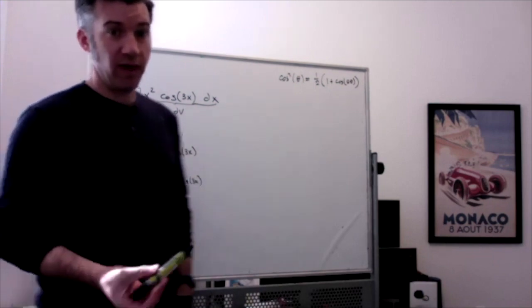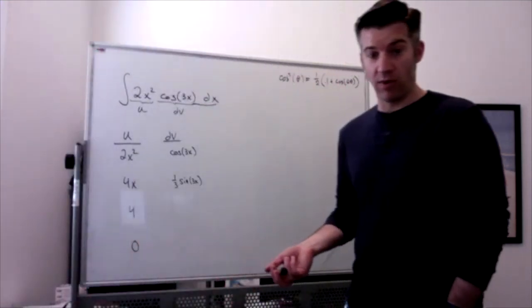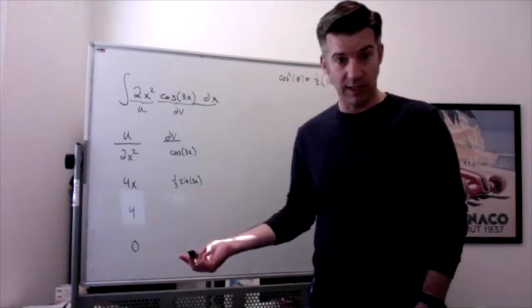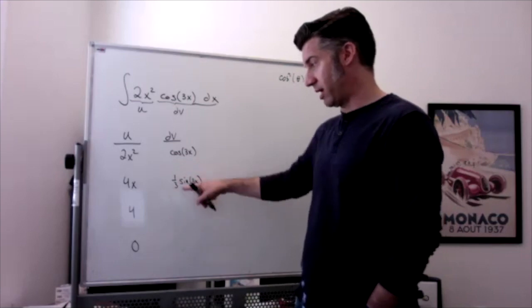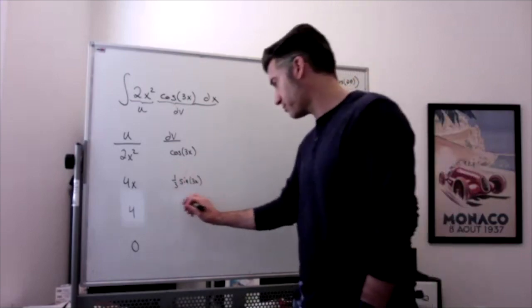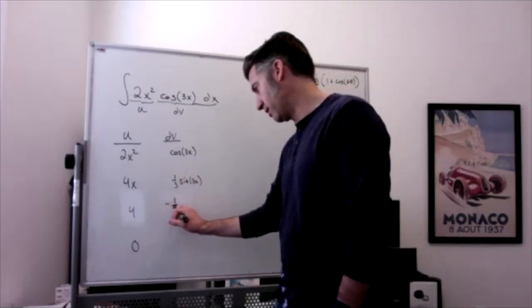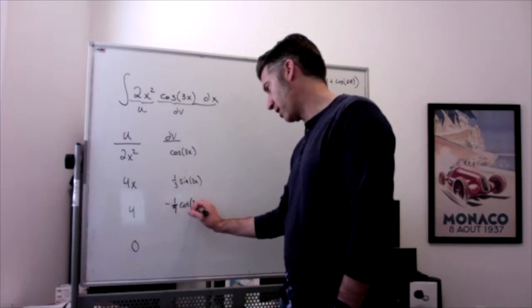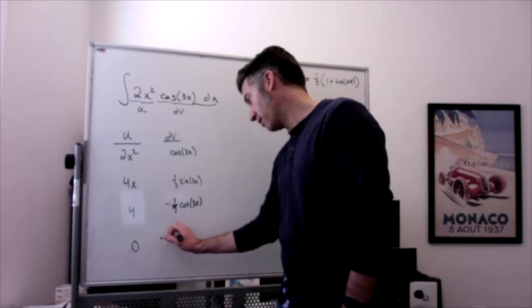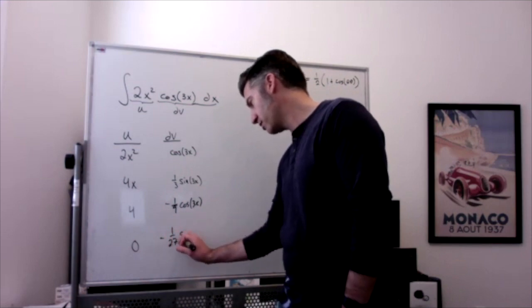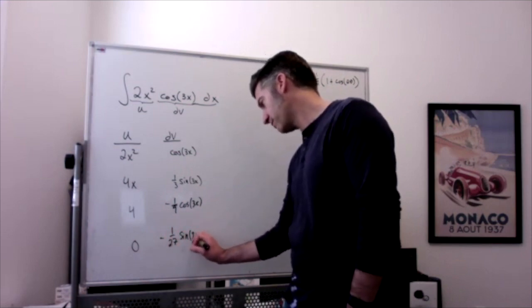The antiderivative of that is going to be negative 1/9 cosine of 3x. So it's going to be 1/3 times negative cosine of 3x and then divided by another 3. So it's going to be negative 1/9 cosine of 3x. And then the antiderivative of that is going to be negative 1/27 sine of 3x.